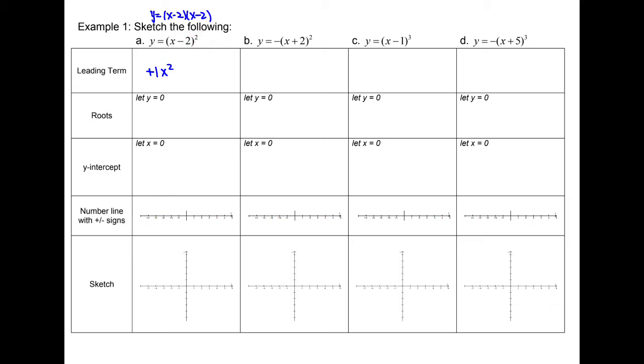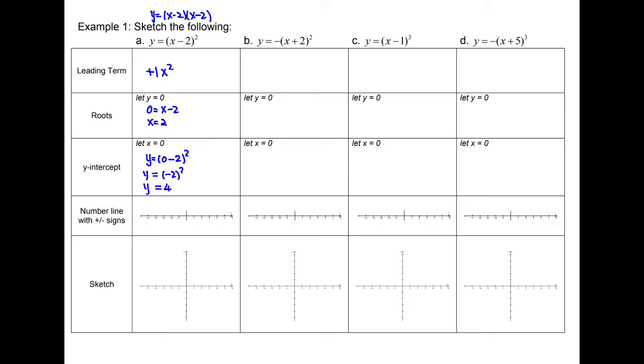Next, let's find the roots, which are the x-intercepts. So when you let y equal 0, then we get 0 equals x minus 2. That means x equals 2. Next, we want to find the y-intercept. That means we let x equal 0, then we have y equals (0 minus 2) whole thing squared. That means y is going to be negative 2 squared, y is going to be 4.